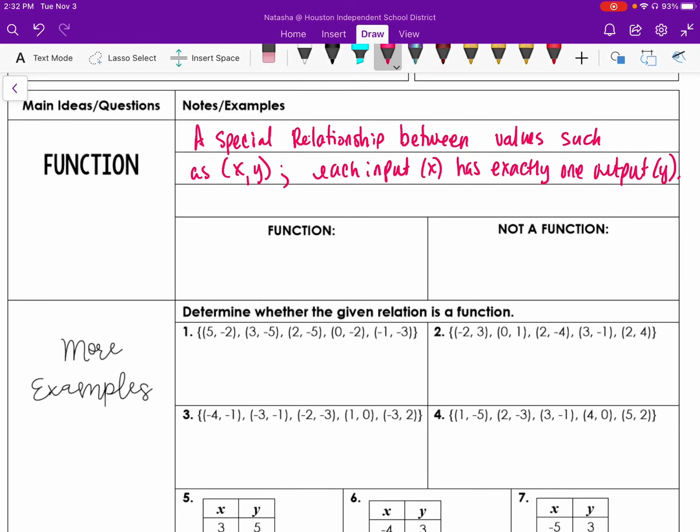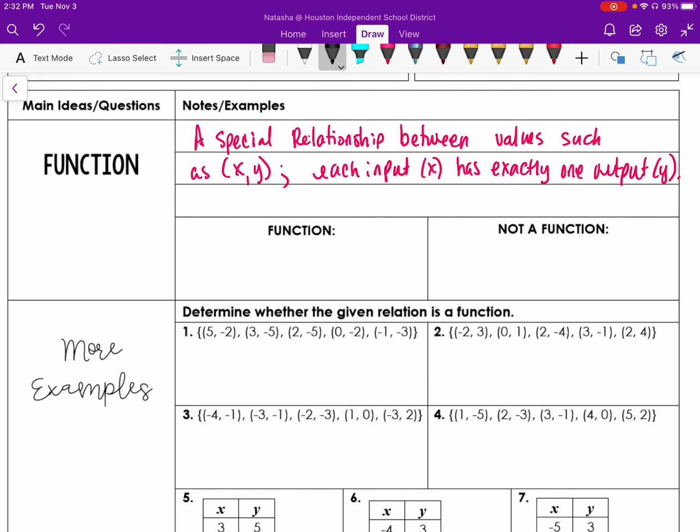All right, so we've been talking about relations, and in this episode of Mathematics, we're going to specifically talk about relations that are a function. A function is a specific relationship between values such as x and y, the coordinate point x and y, and each input x has exactly one output y value.